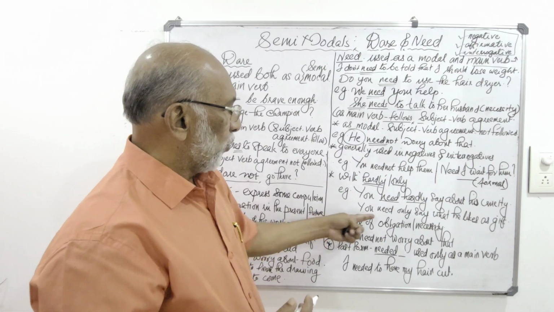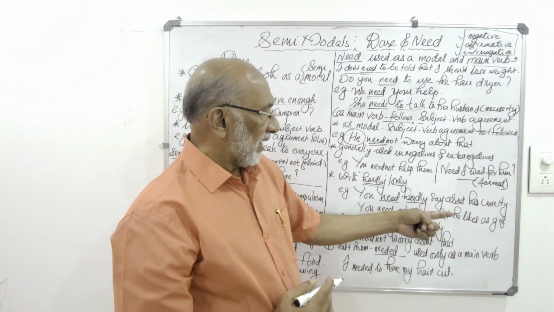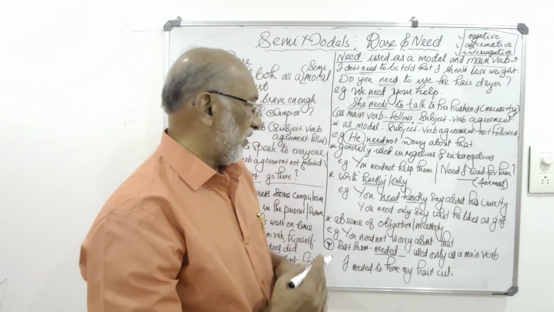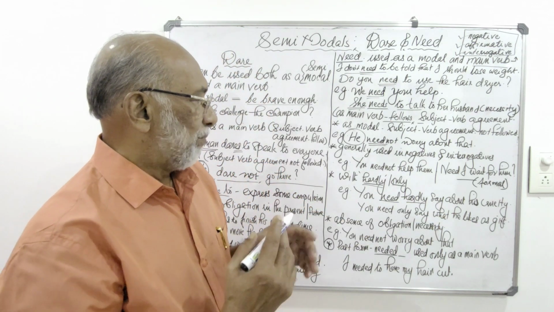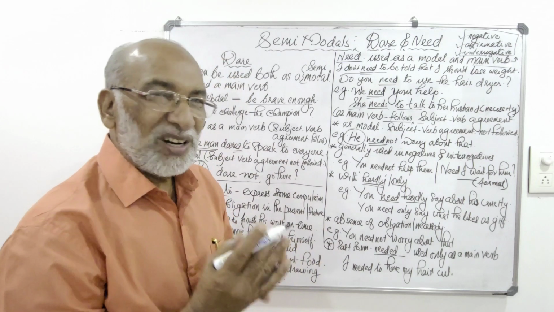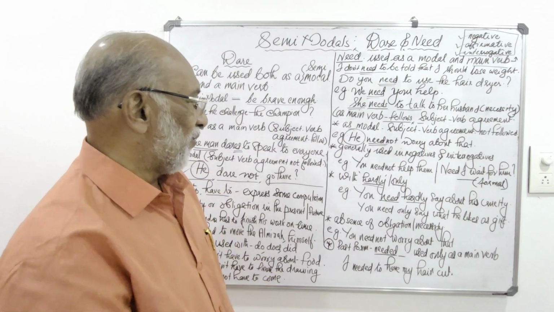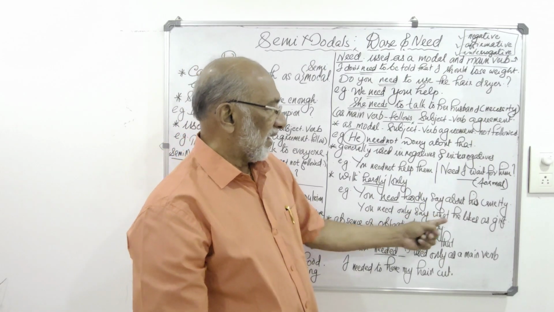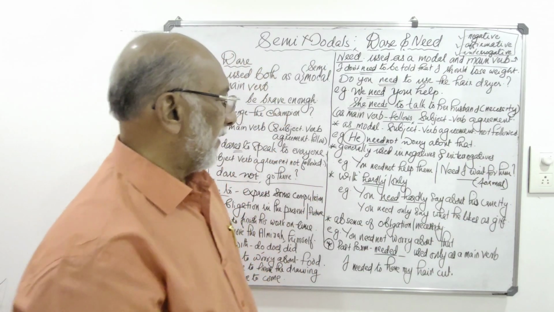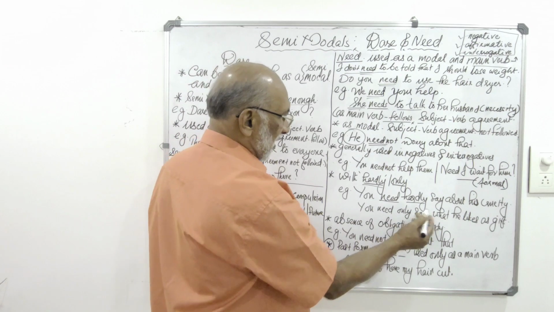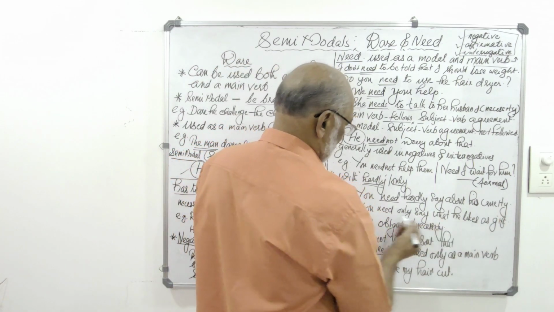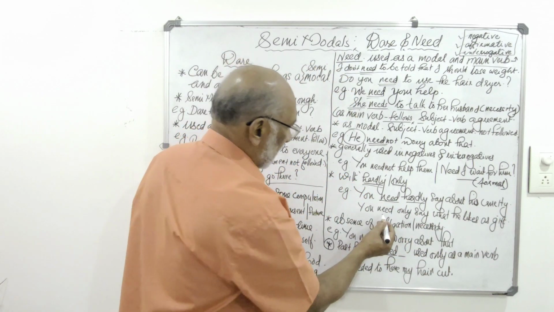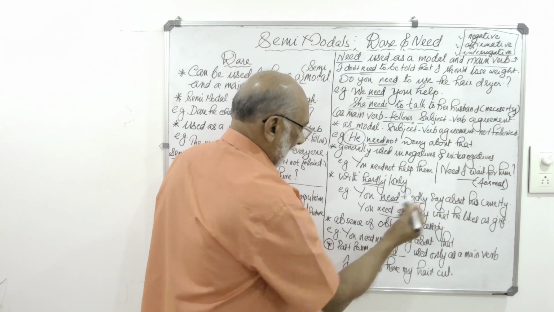And the next one: you need only say what he likes as a gift. That means let him just say what he needs as a gift, and that will be provided. Okay, that will be gifted. You need only say what he likes as a gift. So need is used with only and hardly.